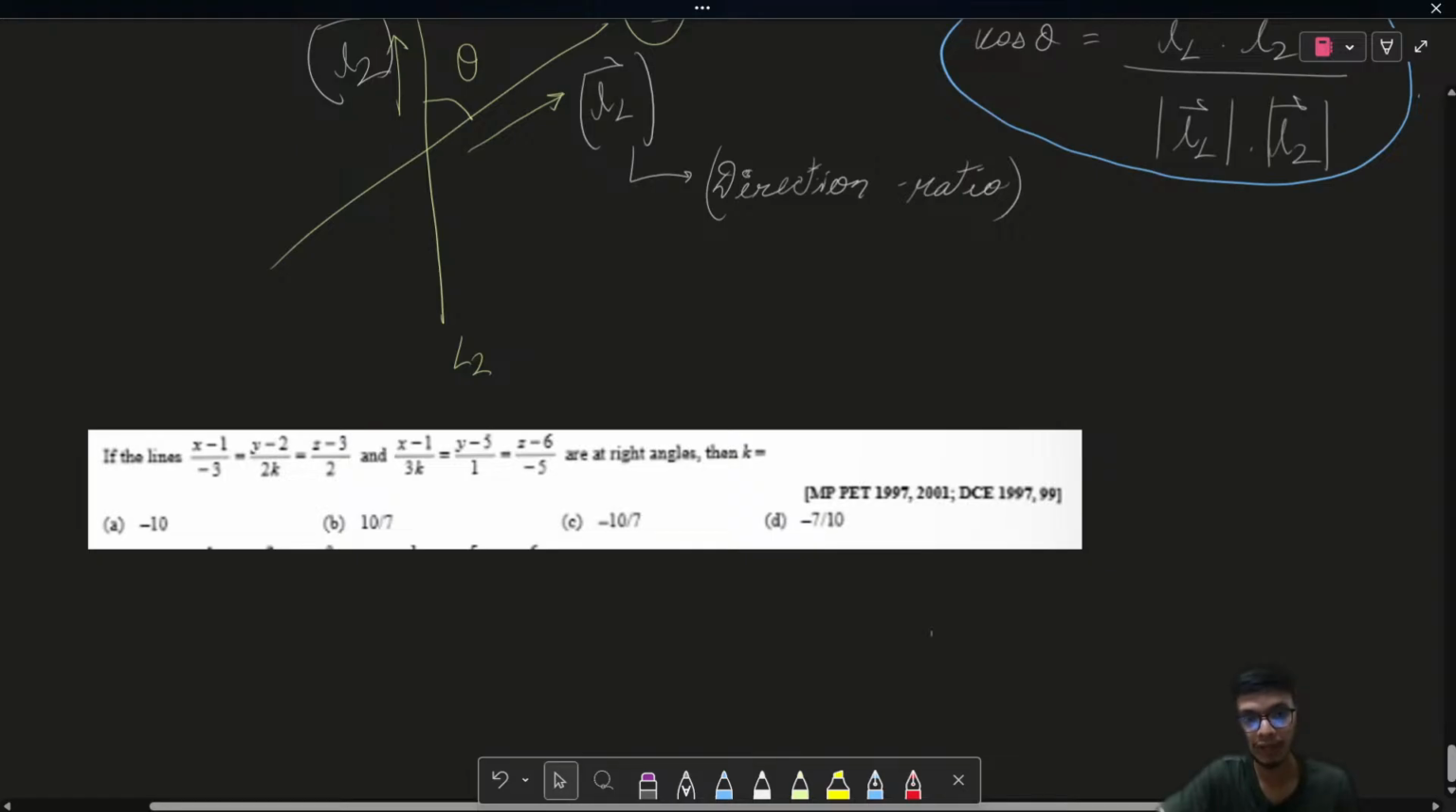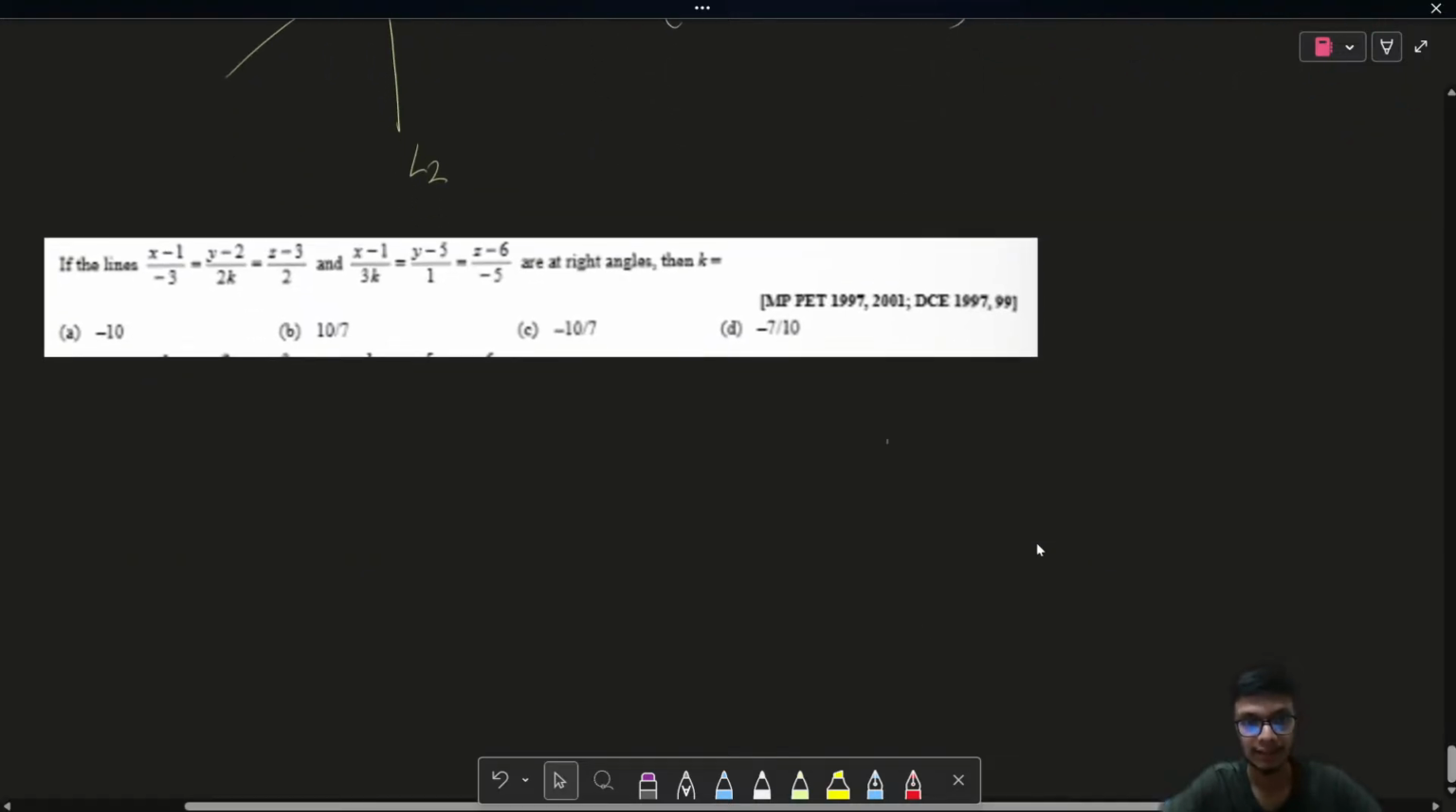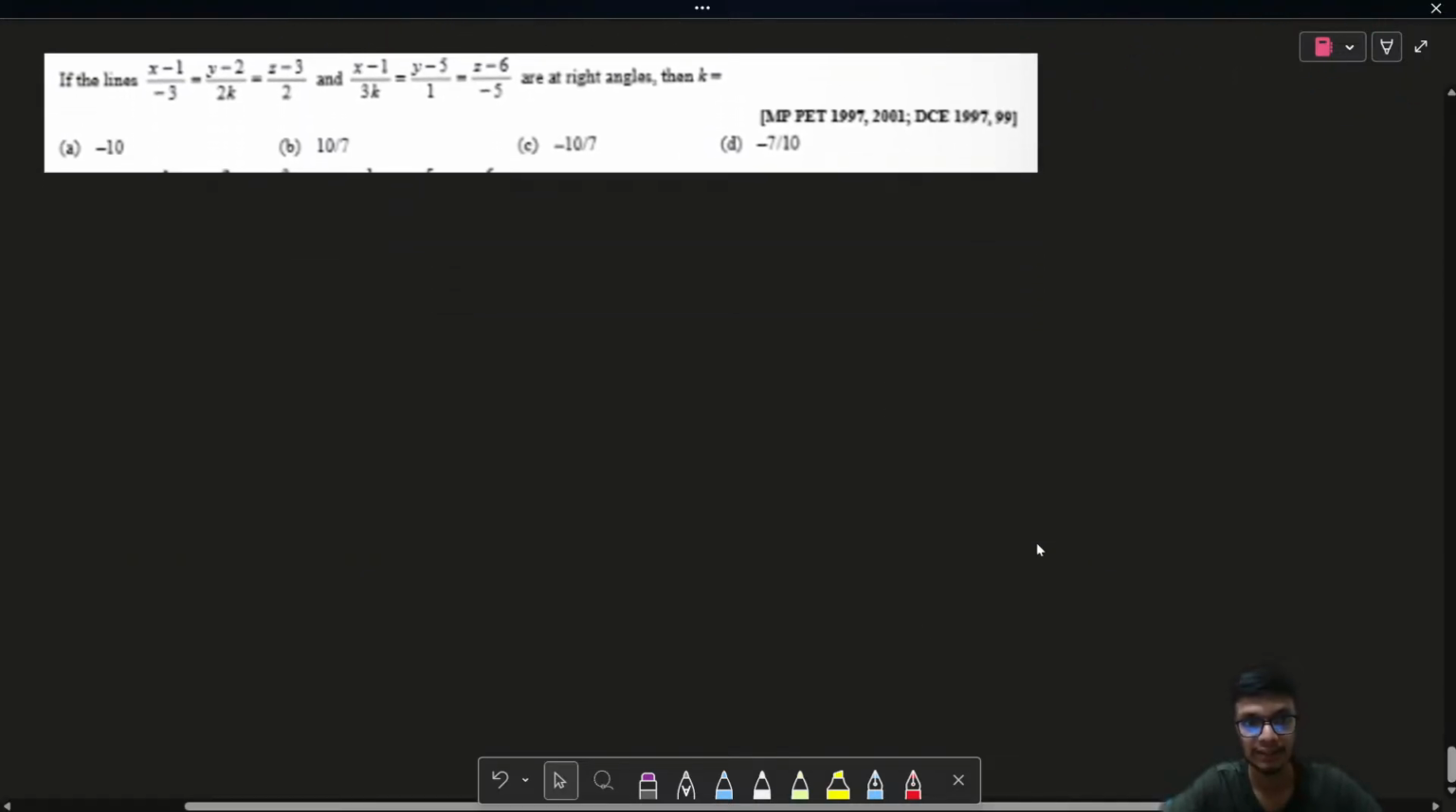Let us say we are given the two equations of lines in space, and it is said in the problem that these lines are perpendicular to each other. So if these lines are perpendicular to each other, I need to find the value of k, right? So it's a very straightforward and simple problem. What you have to do is first find the direction ratio vectors of these two straight lines.